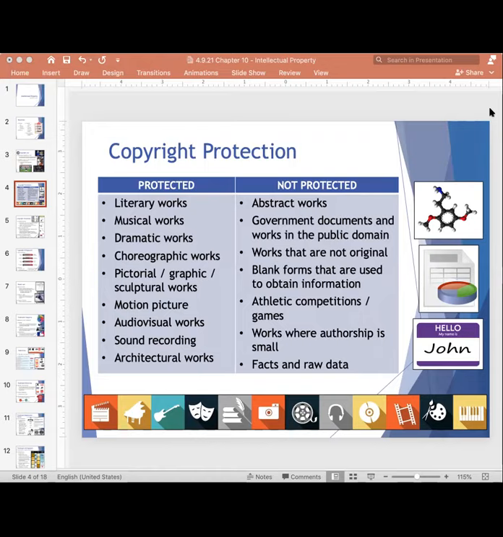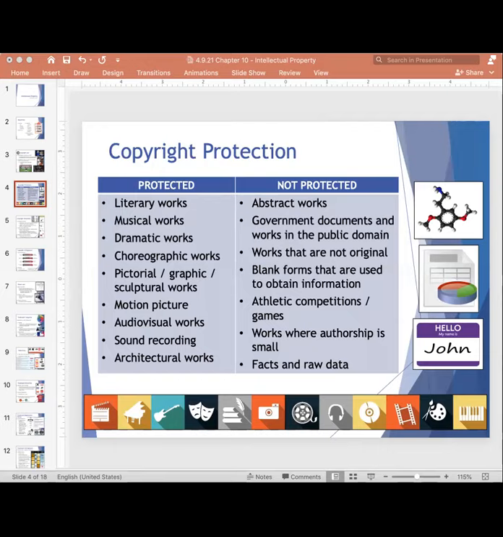Also on this screen, you will see what is not protected. So copyright protection does not extend to an idea, procedure, process, system, method of operation, concept, principle, discovery, any of those, regardless of the form in which it is described, explained, illustrated, or embodied in such work. Now, these ideas, procedures, those might be able to have patent protection, or concepts might be able to have trademark protection, but they do not receive copyright protection.